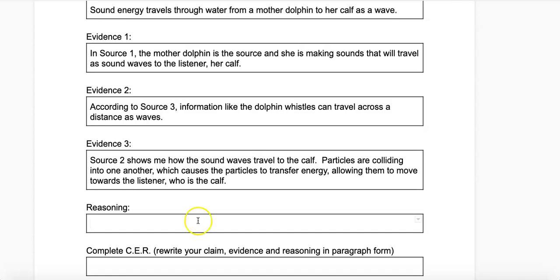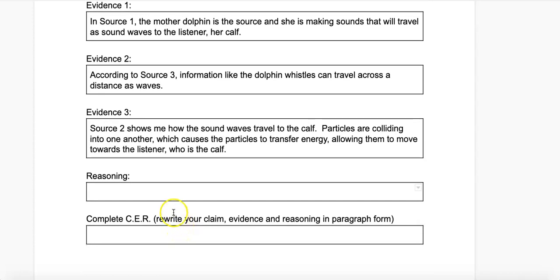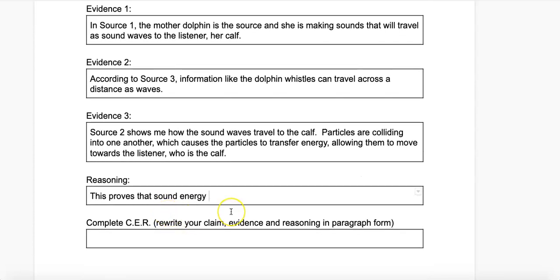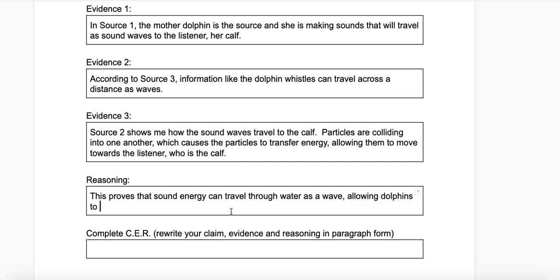Thinking about my reasoning, when I think about reasoning, I think about the sentence starter. This means, this shows, this proves. I'm going to go ahead and roll with this proves. This proves that sound energy, and it's very similar to what you wrote for your claim, this proves that sound energy, I gave 2 spaces, can travel through water as a wave, allowing dolphins to communicate when they are separated.